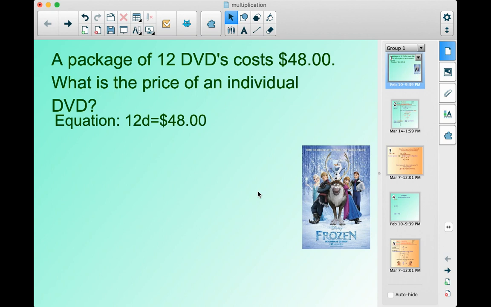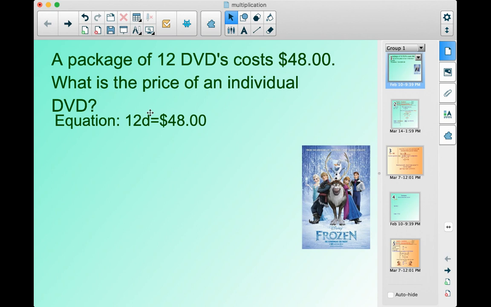Let's say a package of 12 DVDs costs $48. And you want to know the price of an individual DVD. Well, this is something that we could write and solve an equation for. Think about how we do that. Well, the price of an individual DVD, we don't know. So let's say that's D. We'll use D for DVD. That's the price of a DVD.